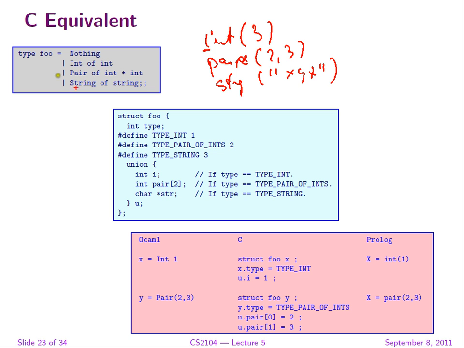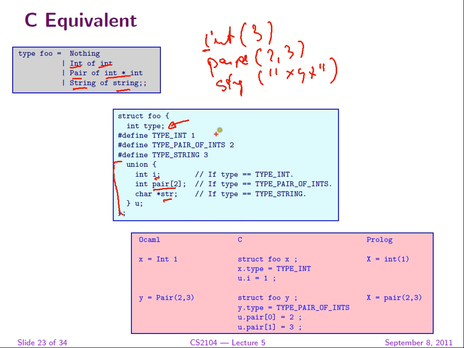Well, we have three types of terms. So we're going to define a structure. This is the type of the structure, which is either int or pair or string. And then there's data. This data will be placed in a union because we're not going to use the data simultaneously. If we're using the int, we're not going to use the pair. If we use the pair, we're not going to use the int, and so on. So we're going to have a union, with the int right here, the pair right here, and the string right here.